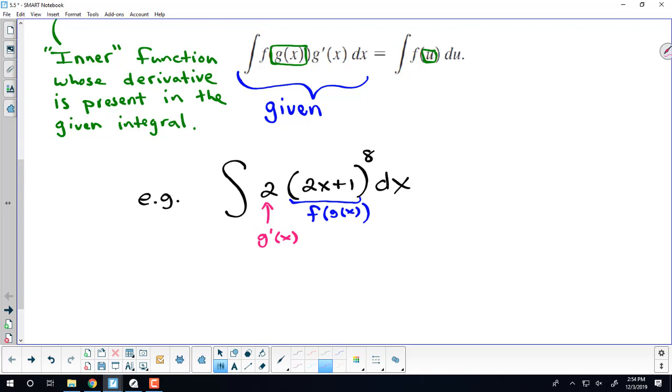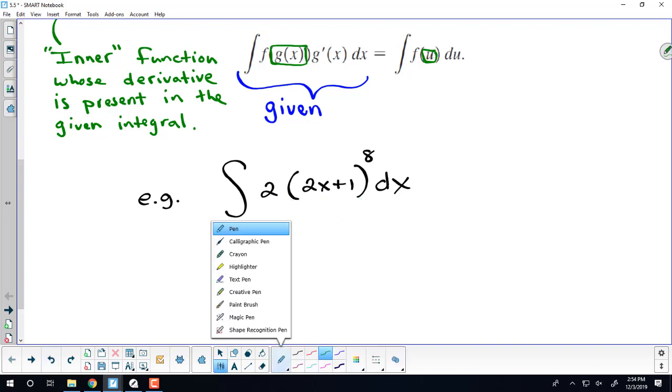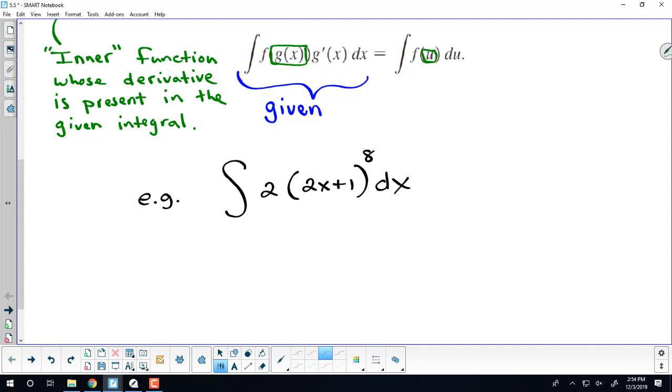Does that make sense? So f of x is to the 8th power, g of x is the 2x plus 1, and the derivative of g is right there. So as the theorem says, in order to find the antiderivative of this, what we're going to do is let our substitution, u, whatever you want to call it, be the inner function whose derivative is also present right here.